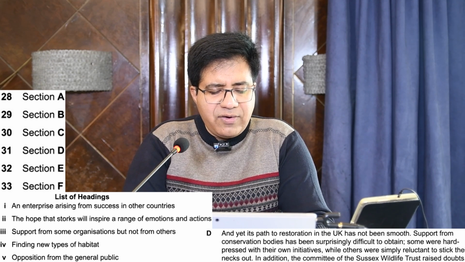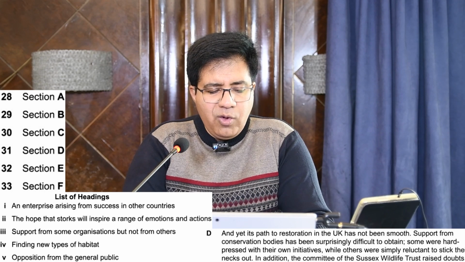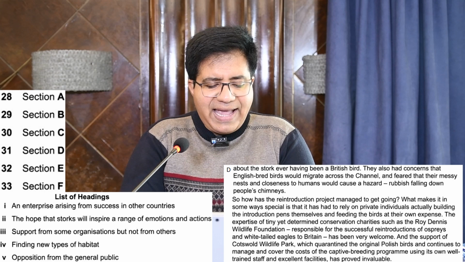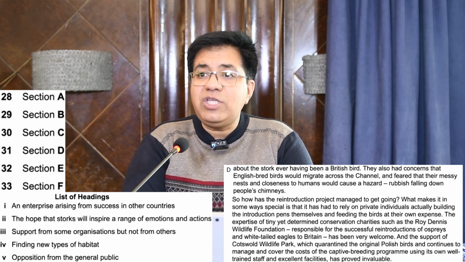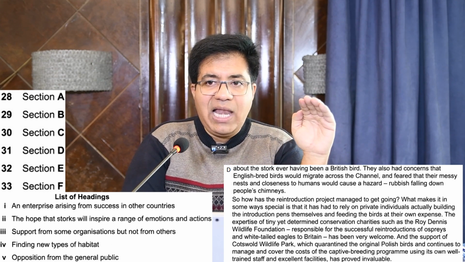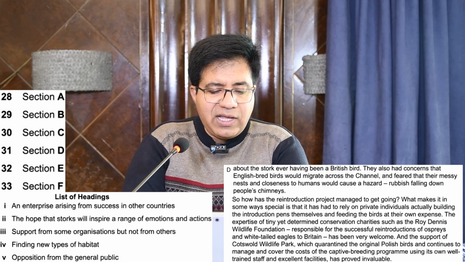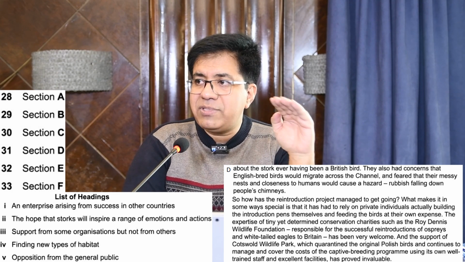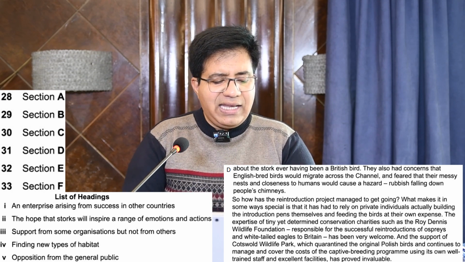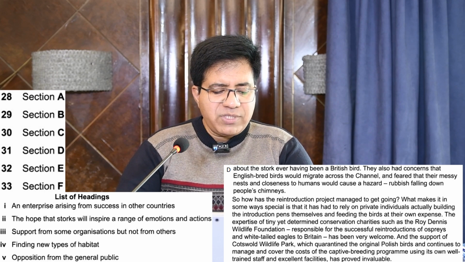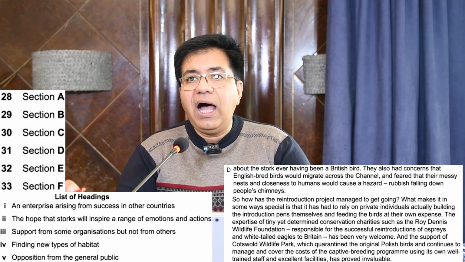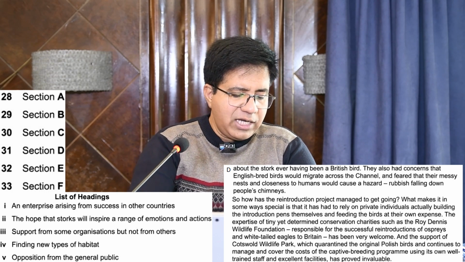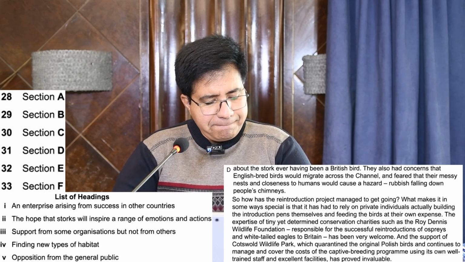So how has the reintroduction project managed to get going? I'm reading the next paragraph: what makes it in some ways special is that it has had to rely on private individuals. So they did not get help from companies, from NGOs, but they got help from private individuals. What does it mean? Some people helped them, some people did not help them. So that is heading number 3, support from some organizations but not from others. Okay, so heading number 3, question number 31, it's the right answer. And you will cross heading number 3 as well.